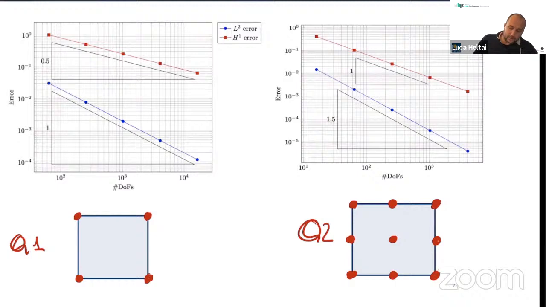So the square root of the number of degrees of freedom corresponds to 1 over h, which means if you express these error rates in terms of h, you would see 1 here and 2 here. And on the other side, you would see 1 for the H1 error and 3 for the L2 error. What we have seen so far explains this plot that you have here. So it explains the top part of the plot.